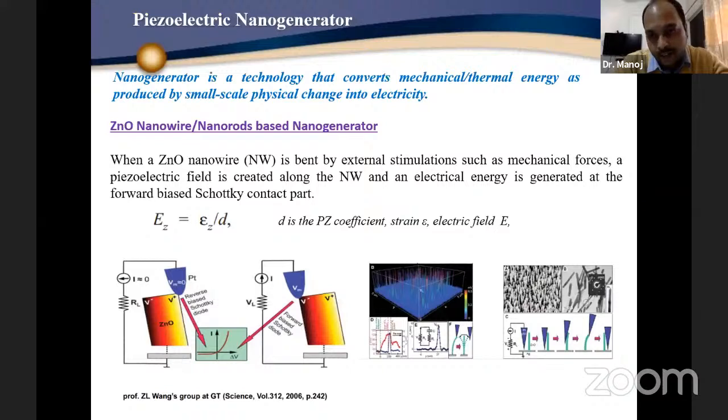So what is a nanogenerator? A nanogenerator is basically a technology that converts mechanical or thermal energy into electricity. In 2006, Professor Zhong Lin Wang in the USA grew vertically aligned zinc oxide nanowires on a conducting substrate, and then he measured a single nanowire with atomic force microscopy. He observed that when there is a Schottky contact between the AFM tip and the nanowires, it generates electricity because of the piezopotential.